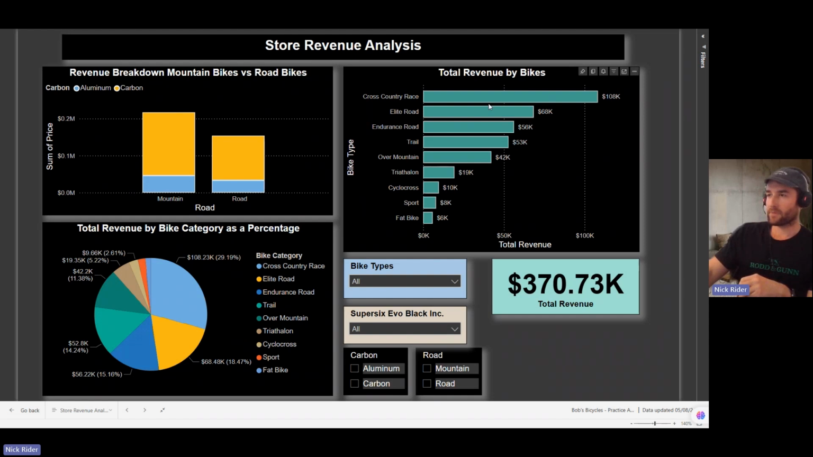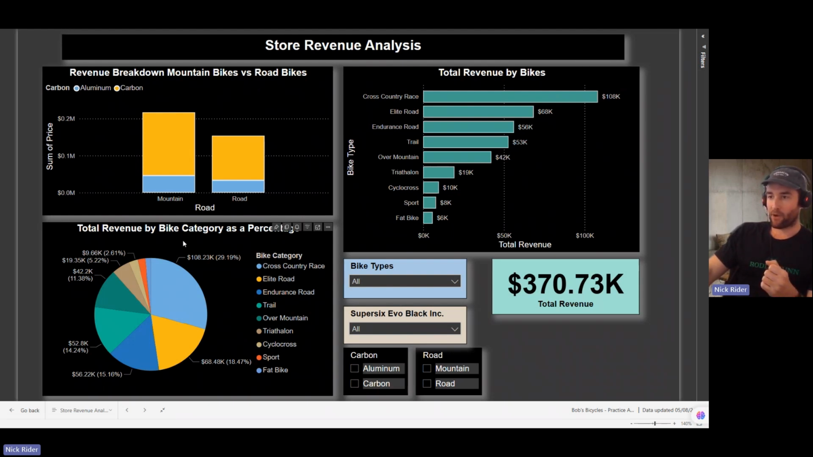Okay, so if we look at the total revenue by bikes now, cross-country race bikes, 108k, elite road, 68k, endurance road, 56k. So he's really selling a lot of elite-based road bikes, endurance bikes, trail bikes, cross-country race bikes. So probably very much a corporate market there, I would presume, by looking at his data.